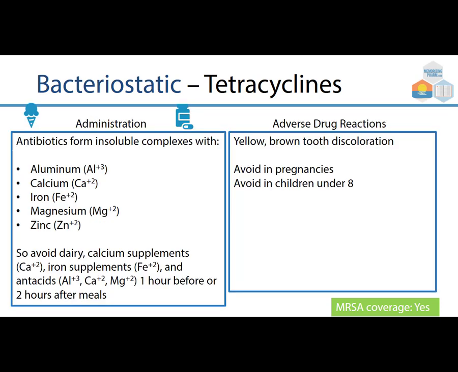The issue with the tetracyclines is binding and forming insoluble complexes, or chelating, with aluminum, calcium, iron, magnesium, or zinc. Where we find these are dairy and calcium supplements, iron supplements, and antacids, which can contain aluminum, calcium, or magnesium. So we take them 1 hour before or 2 hours after meals. Of course, antacids are always used after meals, so that would be after meals only.